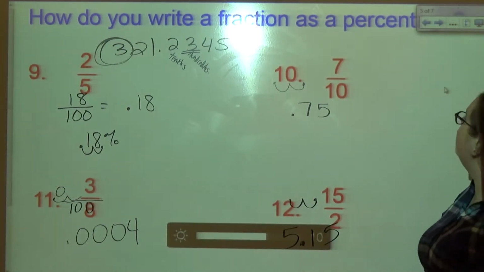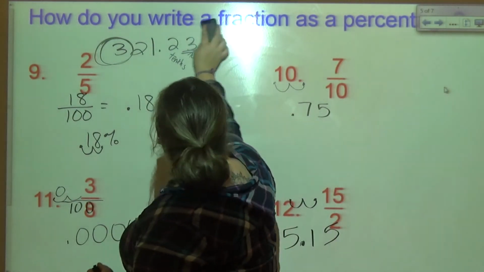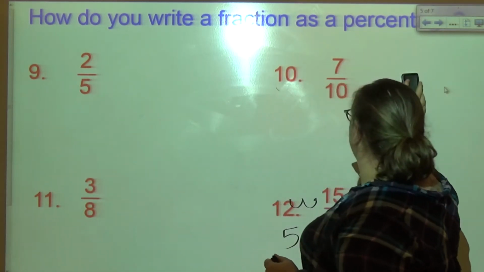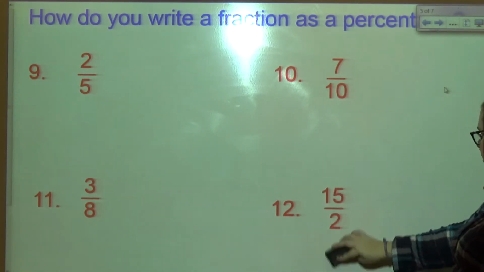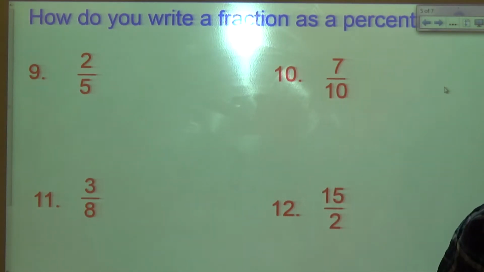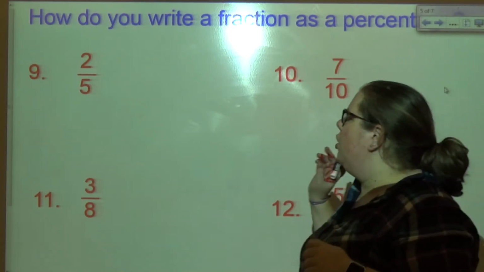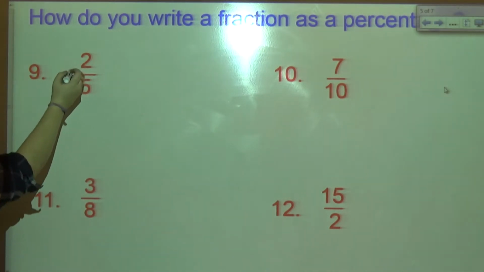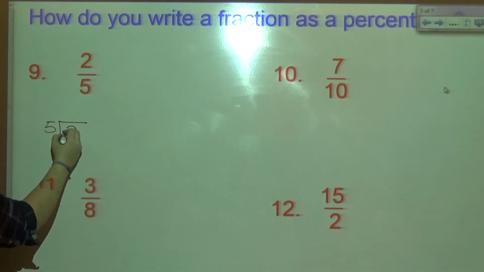Okay, so next, we're going to write a fraction as a percent. Couple ways to do this. Personally, I think the easiest way to do this is to turn it into a decimal and then into a percent. But I'm going to show you both ways. The first thing that I would do is turn this into a decimal. So 2/5 is really 5 into 2.